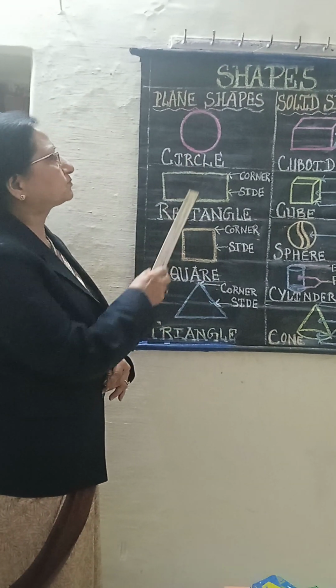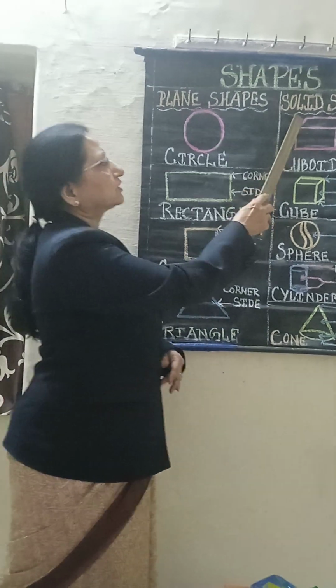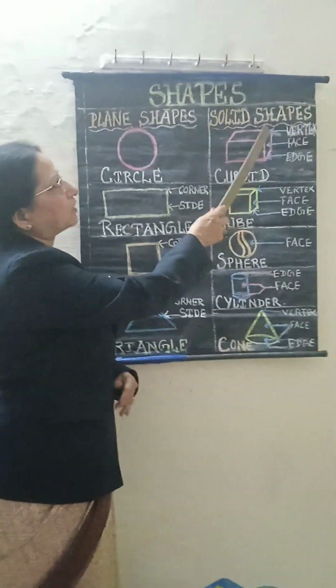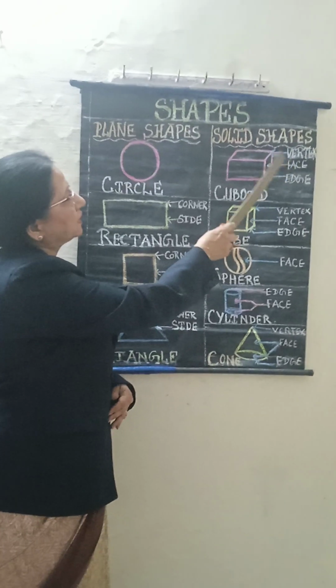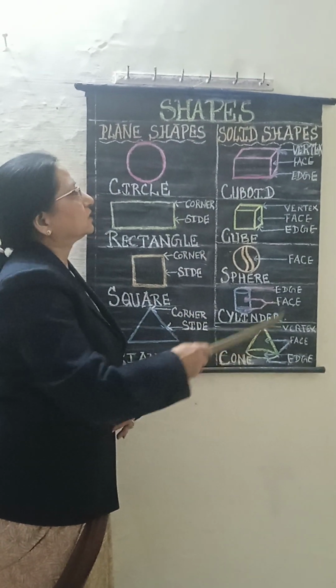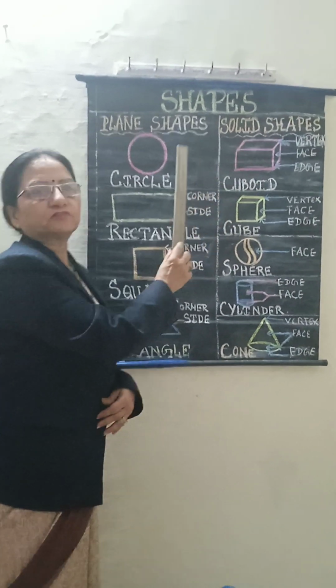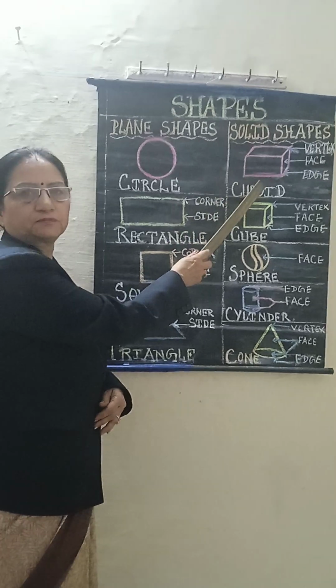Now these plane shapes are also called the 2D shapes, and these are the solid shapes. Today we will study about the solid shapes. Solid shapes are cuboid, cube, sphere, cylinder and cone. And these solid shapes are called the 3D shapes. Now what is the difference between the 2D and 3D shapes?